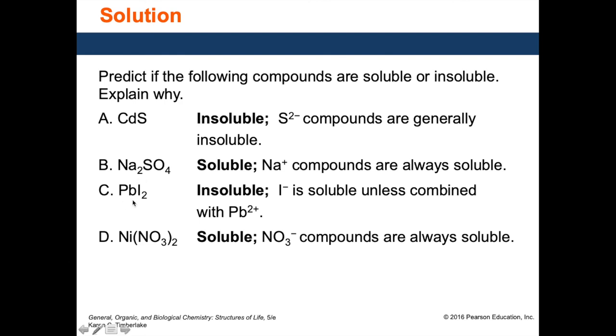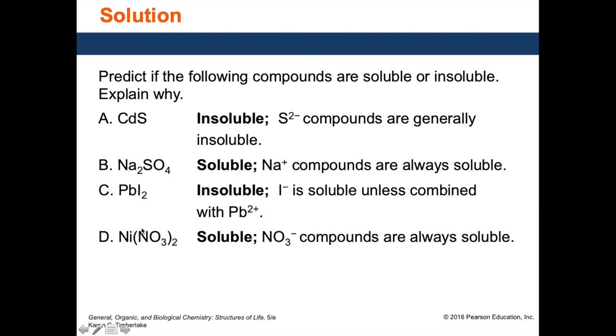All right, lead(II) iodide. Now you look at this and you say, oh, there's an iodide ion in there. If I go back to those rules, it tells me that iodide salts are typically soluble. So you might be tempted to immediately write soluble, but look at the exceptions for iodide, and you'll see that lead iodide is one of those exceptions. You've got lead 2+ ions paired up with iodide, and that's what makes this insoluble.